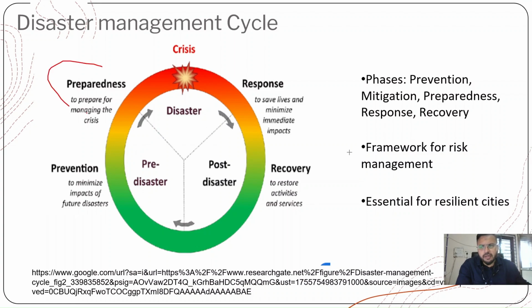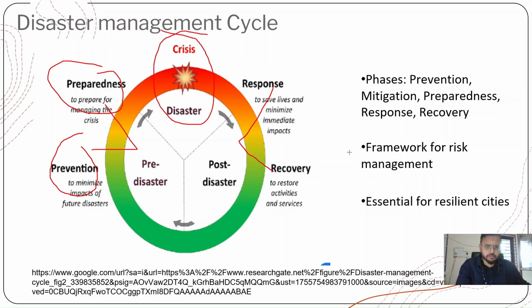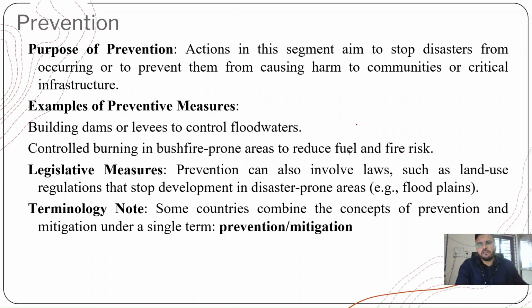These two, preparedness and prevention, are before the occurring of a disaster. Response and recovery are after the disaster, or after the event has taken place, and in between there is a crisis, a disaster going on. So let us see one by one. First and foremost is prevention.